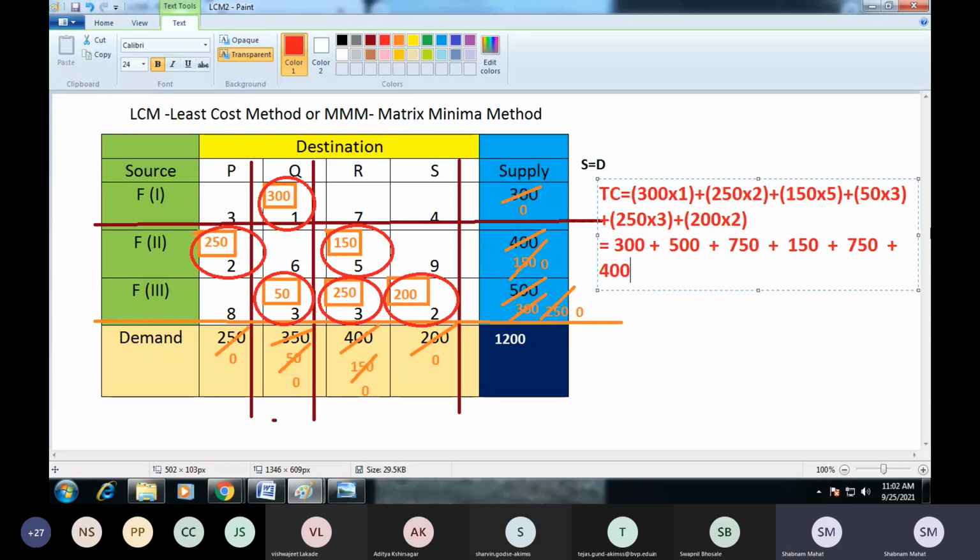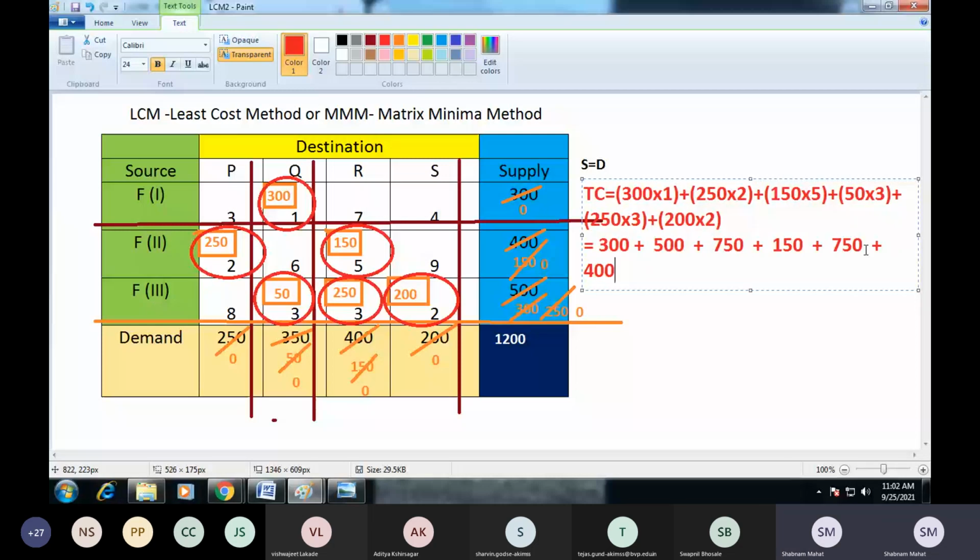So I write all my values, now find out the addition. The total is 2850. So 2850 rupees is our transportation cost for this example.